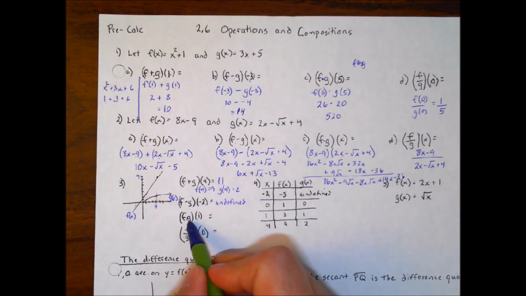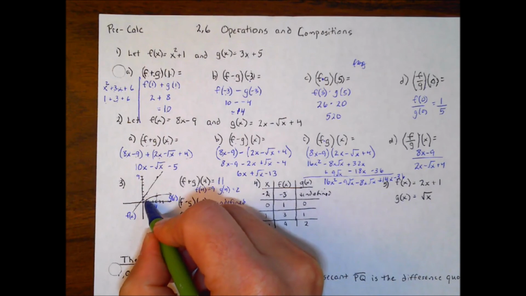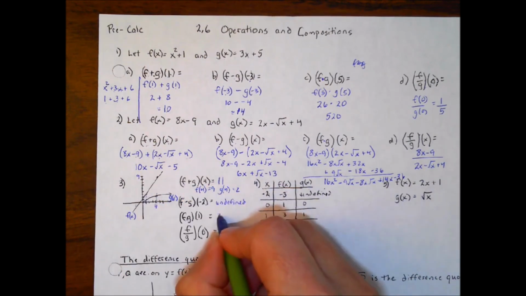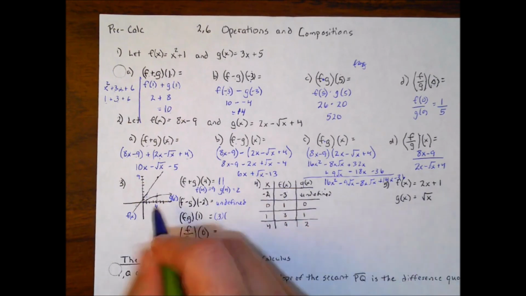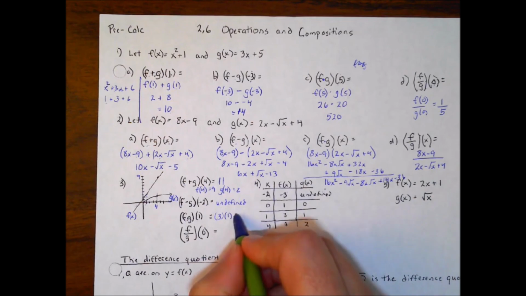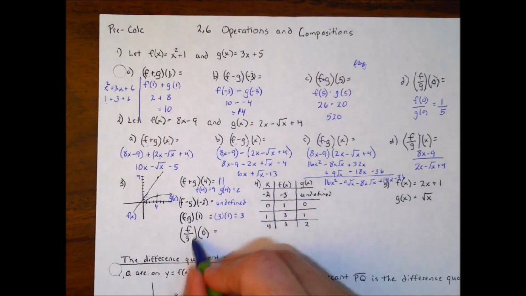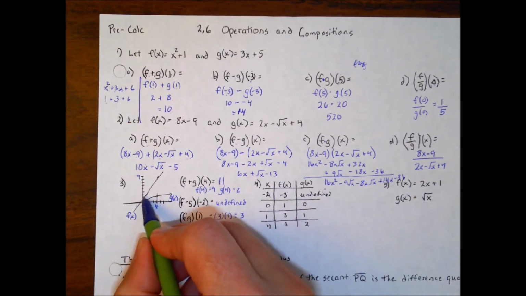F of 1 and g of 1, f of 1 looks like it's up here at around 3. And g of 1 looks like it's at 1. So multiply this together, you get 3. F of 0 and g of 0, f of 0 looks like it's at 1.